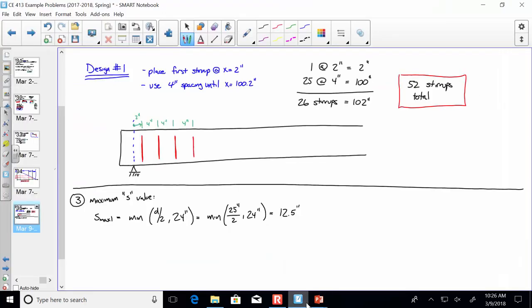Let's go back to this. So let's go over here. 0.75 square root of f'c is 0.75 times the square root of, what was it for this problem, 3 or 4,000? 4,000. And 4,000, right? And that comes out to be what?